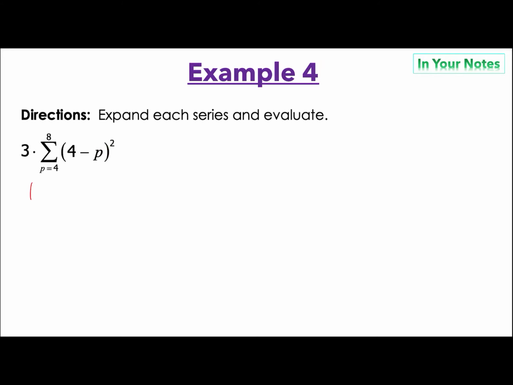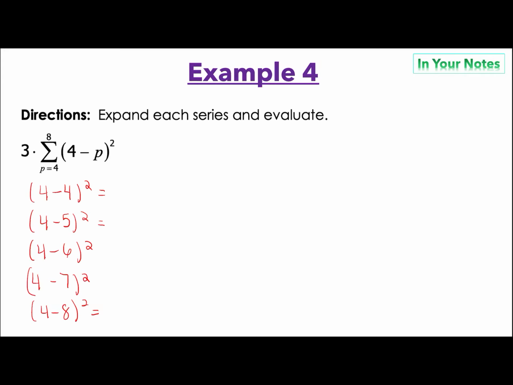So we're going to do 4 minus p squared, 4 minus p squared, 4 minus p squared. Let's see if I did enough. We're not starting at 1 this time. Remember, the bottom number in the sigma is what we're starting with, and we're stopping at 8. So we're going to do it when p is 4, 5, 6, 7, and 8.